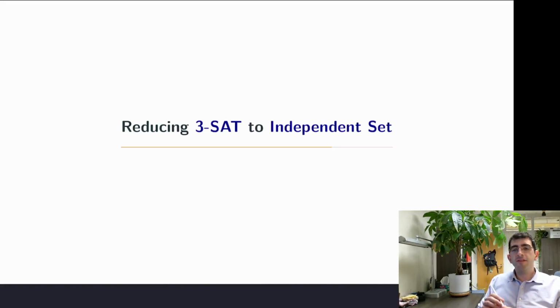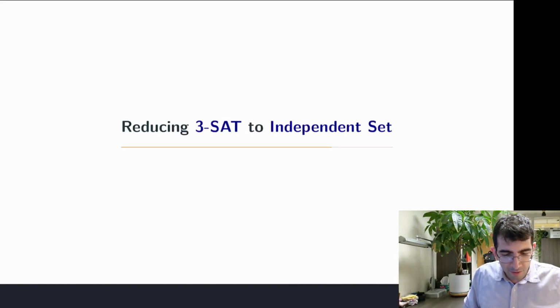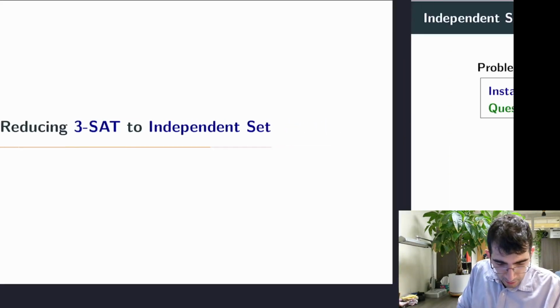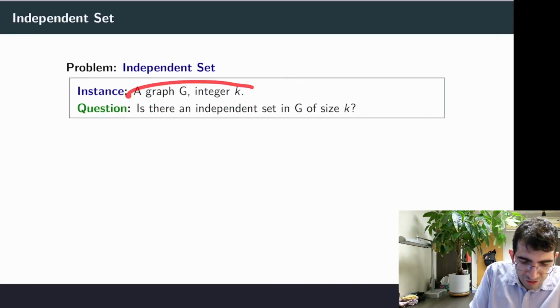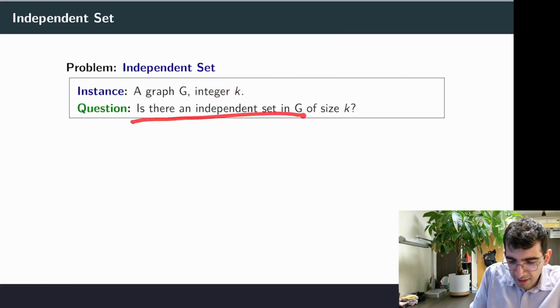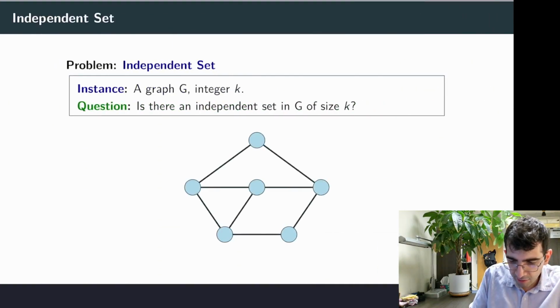Okay, so let's try to reduce 3-SAT to independent set. Let's remind ourselves: independent set. We have a graph G and an integer k, and we want to simply know if there is an independent set in G of size k. That's all we want to know.